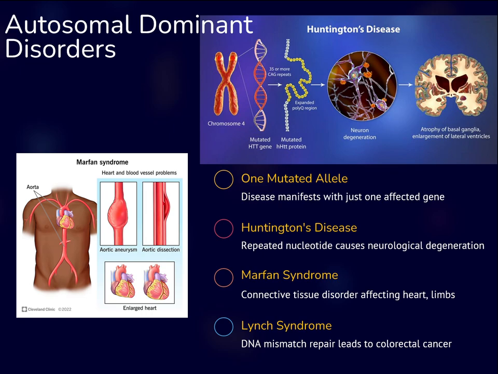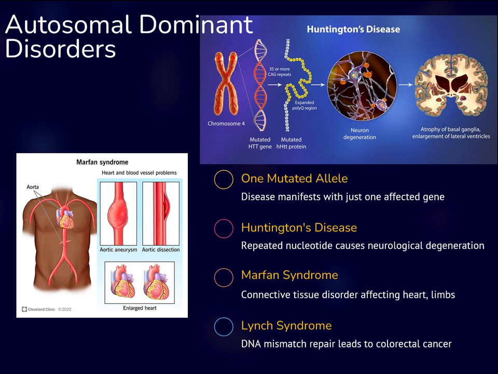So some examples. Huntington's disease is a classic example of an autosomal dominant disorder. It's caused by a mutation where a sequence of nucleotides, which we call a repeated nucleotide, is duplicated too many times within a gene. Even if only one allele for this Huntington's disease mutation is present, the person will eventually develop Huntington's, which causes the brain to degenerate over time, often leading to personality changes and loss of control over movement.